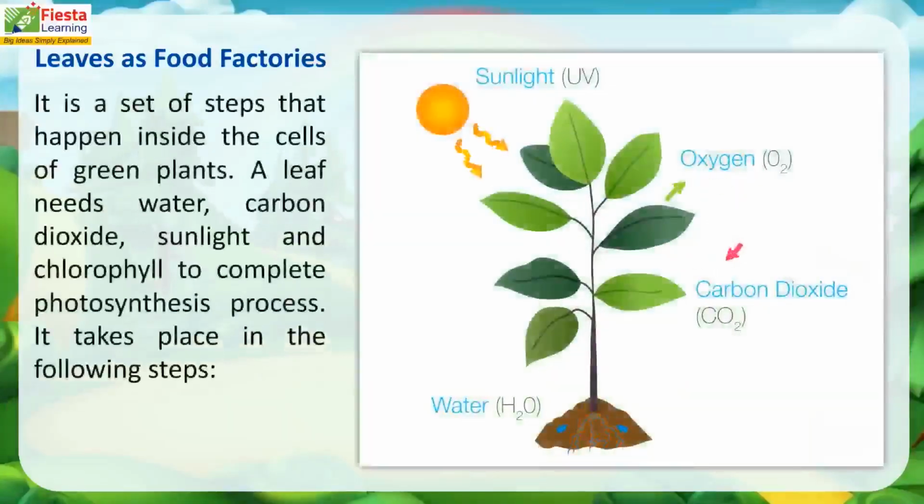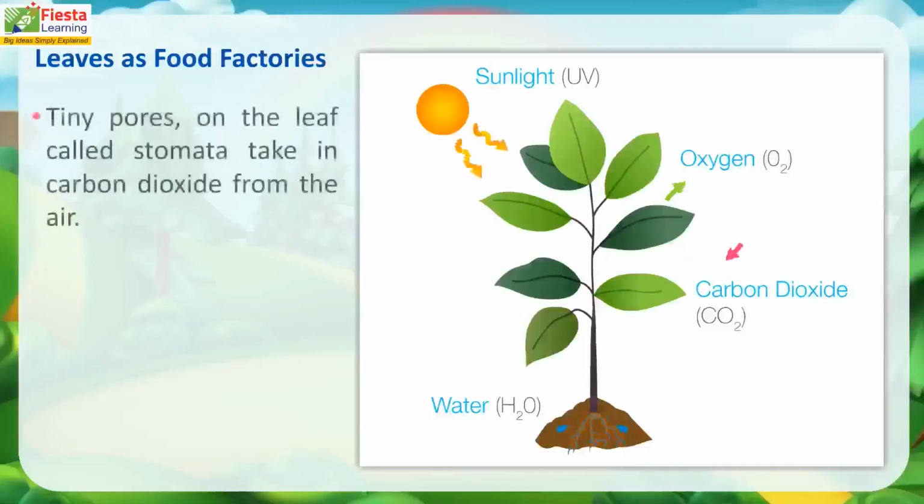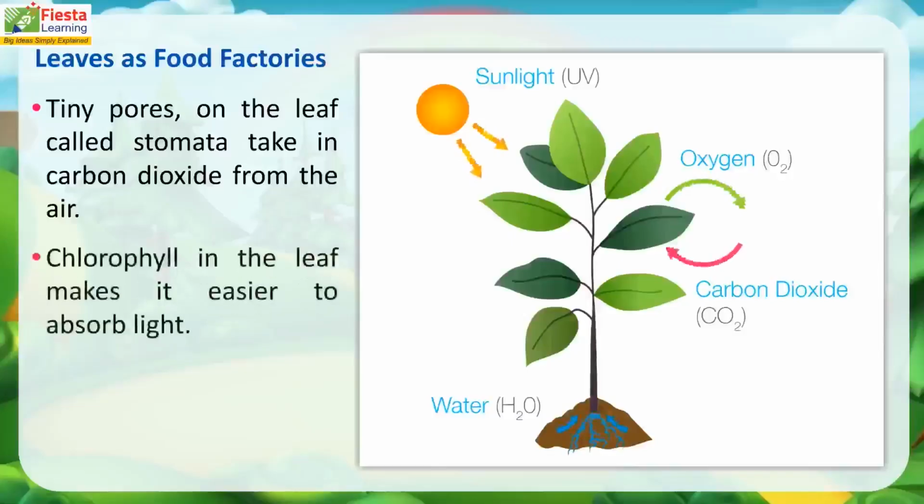It is a set of steps that happen inside the cells of green plants. A leaf needs water, carbon dioxide, sunlight, and chlorophyll to complete the photosynthesis process. It takes place in the following steps. Plants collect the water they need through their roots. Veins carry water up to the leaf. Tiny pores on the leaf called stomata take in carbon dioxide from the air. Chlorophyll in the leaf makes it easier to absorb light.